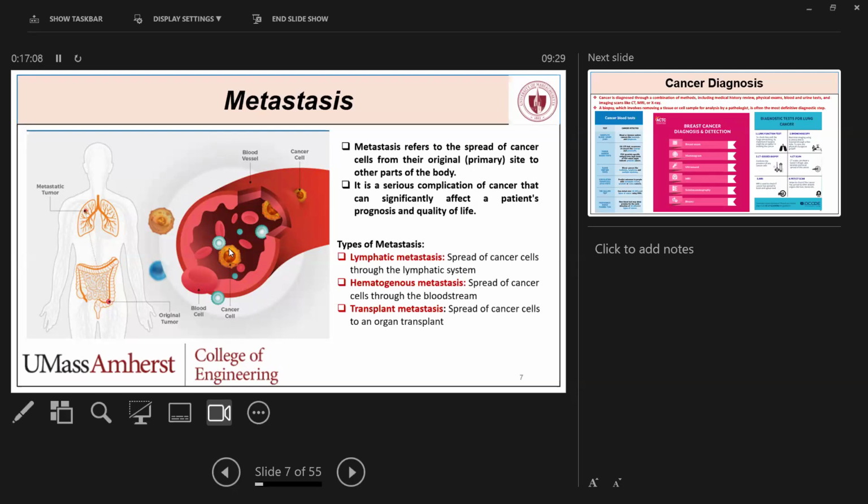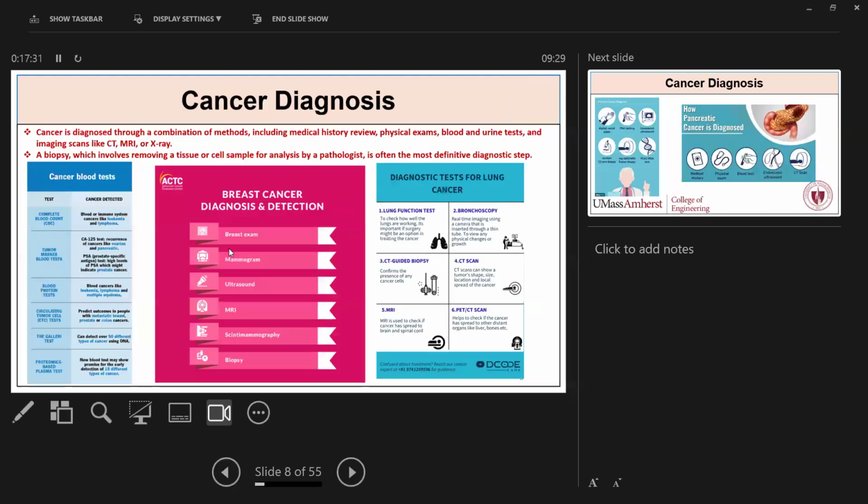There are different types of metastasis: lymphatic, hematogenous, and transplant. Lymphatic is through the lymphatic system, and hematogenous is through the bloodstream. Transplant is through organ transplant. So it starts with infection, and eventually the cell will transform into a cancer cell. So this is about metastasis. Yeah. So what are the current diagnosis methods for cancer prediction or cancer detection?